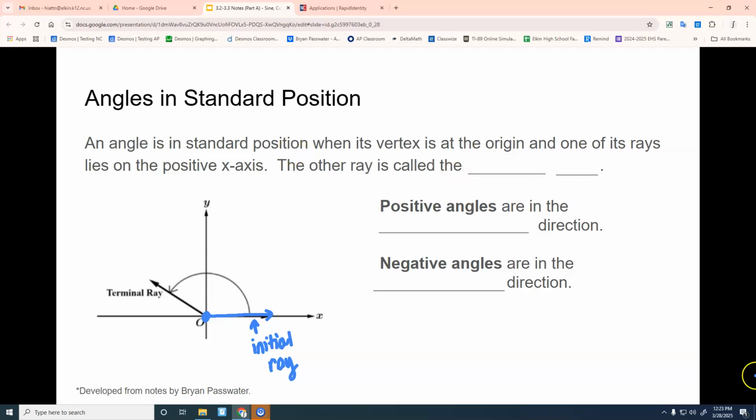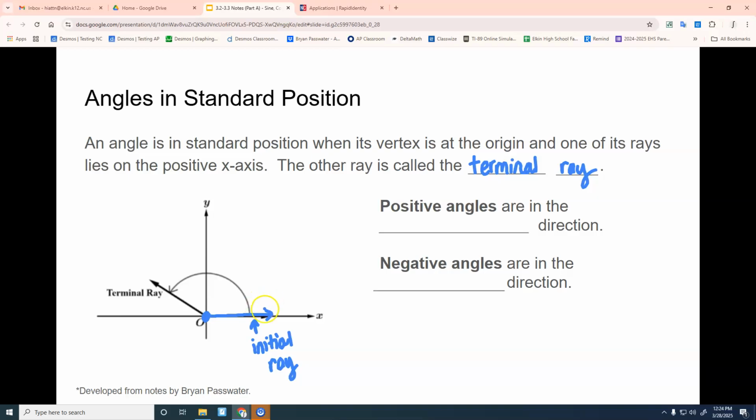And then the other ray is called the terminal ray. And that terminal ray could be anywhere in your coordinate plane, and then you'll have an angle going from your initial ray to where your terminal ray is at. So in this case, it looks like this one's like 135, 140, something like that. Maybe 150. Definitely an obtuse angle.